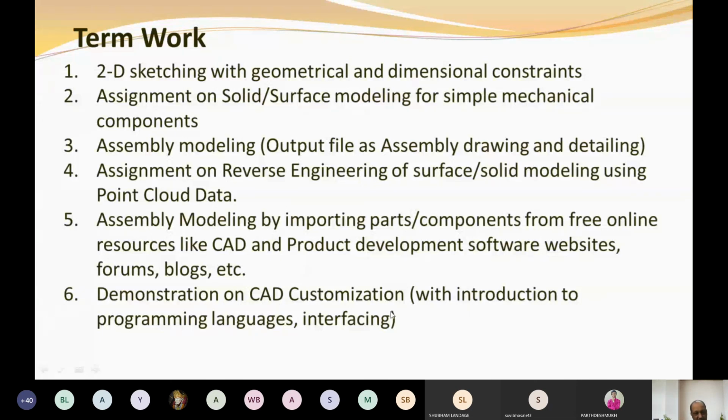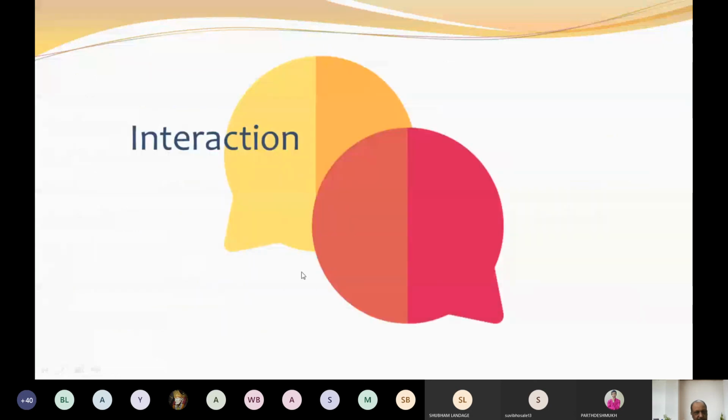Now, this demonstration, importing is possible online, or reverse engineering is possible online, but for that purpose you have to have the software on your computer. So we'll wait for some time, and afterwards, if we see that it is not possible to conduct practicals in a college, in that case we will find a way to conduct them. Okay, now any questions?